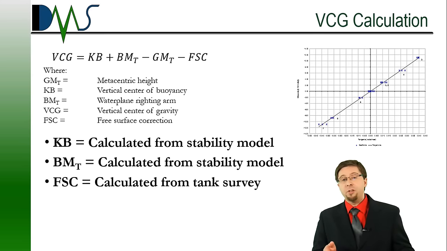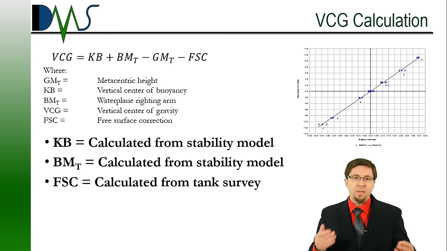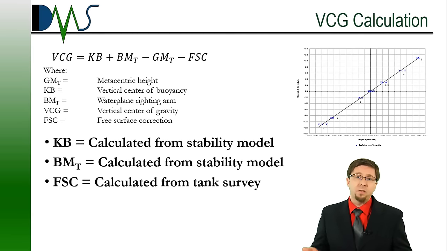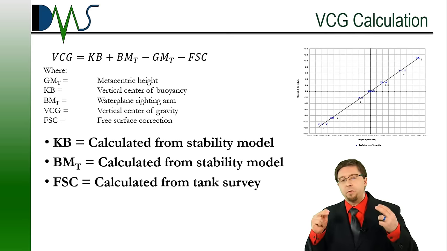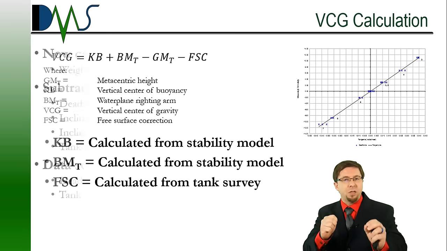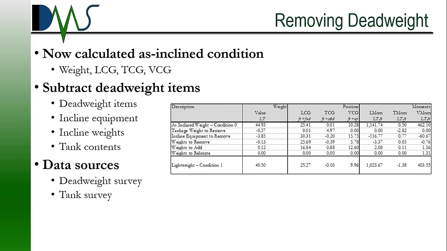The incline experiment just gave us the GMT. That provides us all the missing pieces of the puzzle. We have four variables on the right, and we know the numbers for each one of those variables. This gives us the all-important value for the vertical center of gravity. We finally have our VCG. Time to remove the dead weight.